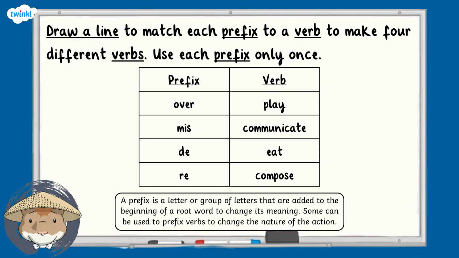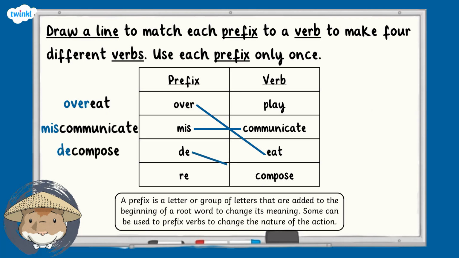Ready? Great. We can tackle this question by taking each prefix and seeing if it will fit in front of each word. Over can only go with eat to form overeat. Miss goes with communicate to form miscommunicate. De can prefix compose to make decompose. And re is a prefix for play to form replay. Well done if you got those correct.